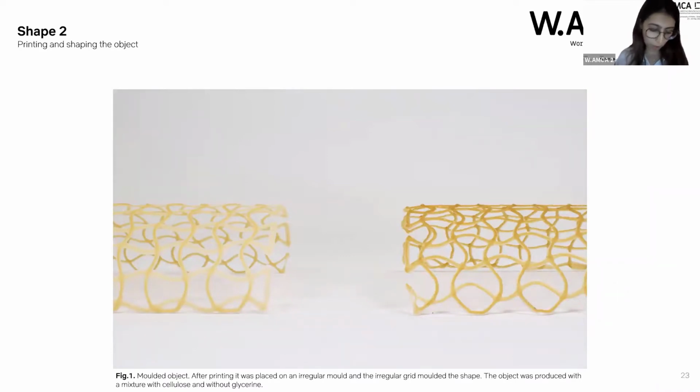Since it was of my interest to explore mixtures with cellulose, the behavior between two objects was compared. So I intend to explore the possibility of using a mesh or a grid, a hard grid and a flexible grid. The difference between both of them is the left grid is composed of cellulose, glycerin, starch, chitosan, and the right grid is composed of cellulose, starch, and chitosan.